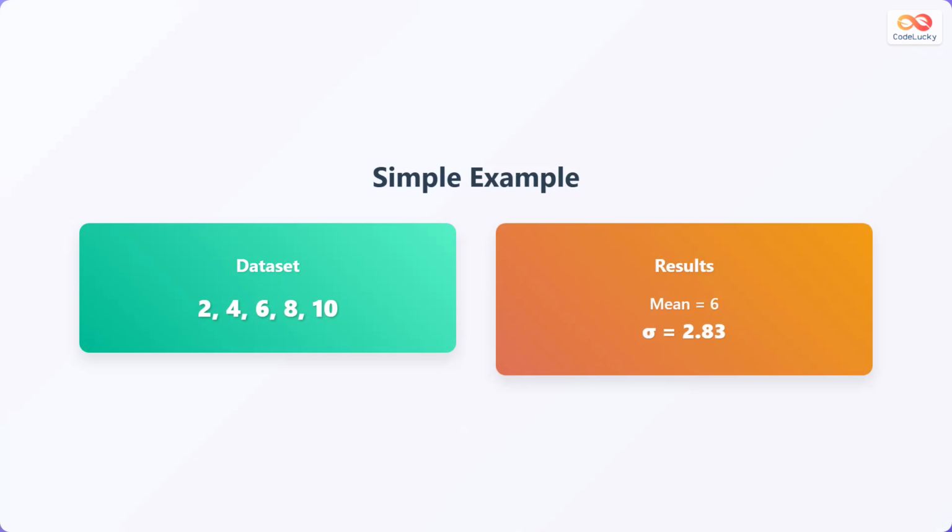Let's go through a simple example. Consider a data set consisting of the numbers 2, 4, 6, 8, and 10. After performing the calculations, we find that the mean is 6, and the standard deviation, represented by sigma, is approximately 2.83.